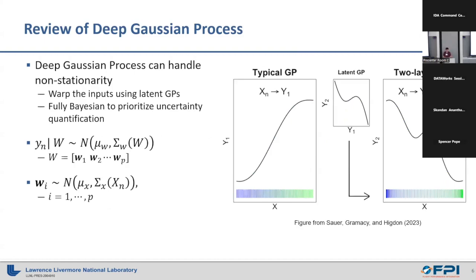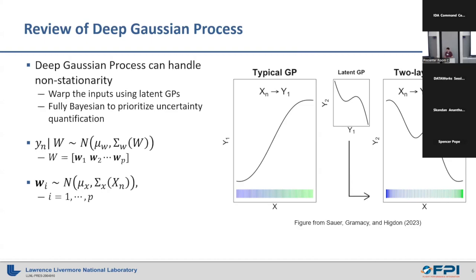The other one is a deep Gaussian process. I won't be using this for the example today, but I will show another example that uses these. The deep Gaussian process model is nice because it can handle non-stationary features. The way this works is it warps some of the inputs using latent Gaussian process models. And this is really nice because we do it in a fully Bayesian way, so you get the uncertainty quantification that you would expect from a Gaussian process model. This is done using the R package deepgp for the implementation.